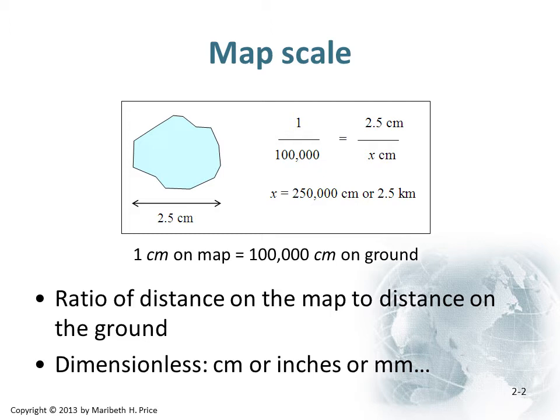It is dimensionless. In other words, the centimeters on the top cancel off the centimeters on the bottom, so that ratio could be 1 inch to 100,000 inches, or 1 mile to 100,000 miles, or it could be 1 aardvark to 100,000 aardvarks. It doesn't matter what the units are, it is a ratio.